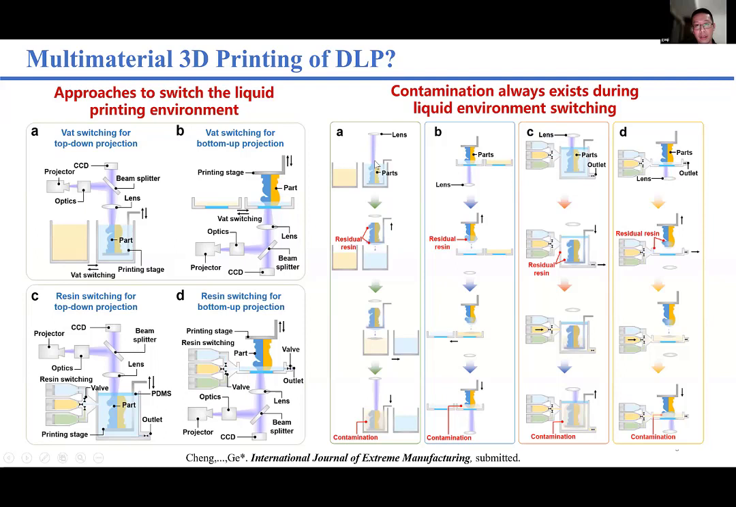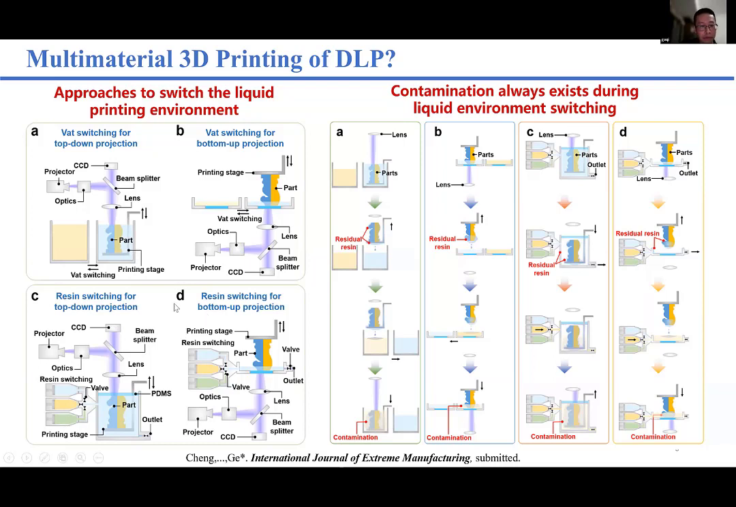For example, we print that structure into the liquid resin, and then we finish the printing. We take the printed part out of the liquid resin. There is always residual resin sticking onto the printed part, and if we directly immerse this printed part into the yellow resin, then contamination occurs. Here is an example we show.